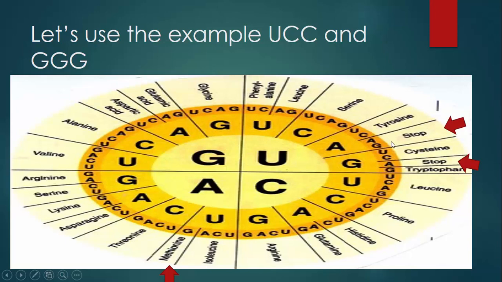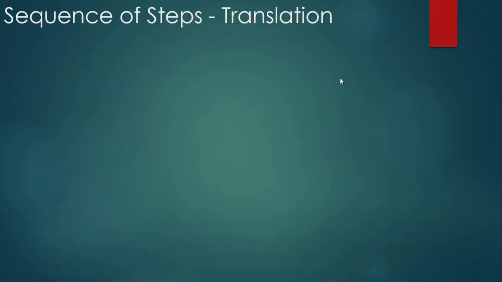We also have the stop codons, which are UAA, UAG, and it's also right here, UGA, and that says, hey, stop making the protein. We're done with this one. It's time to move on to the next.